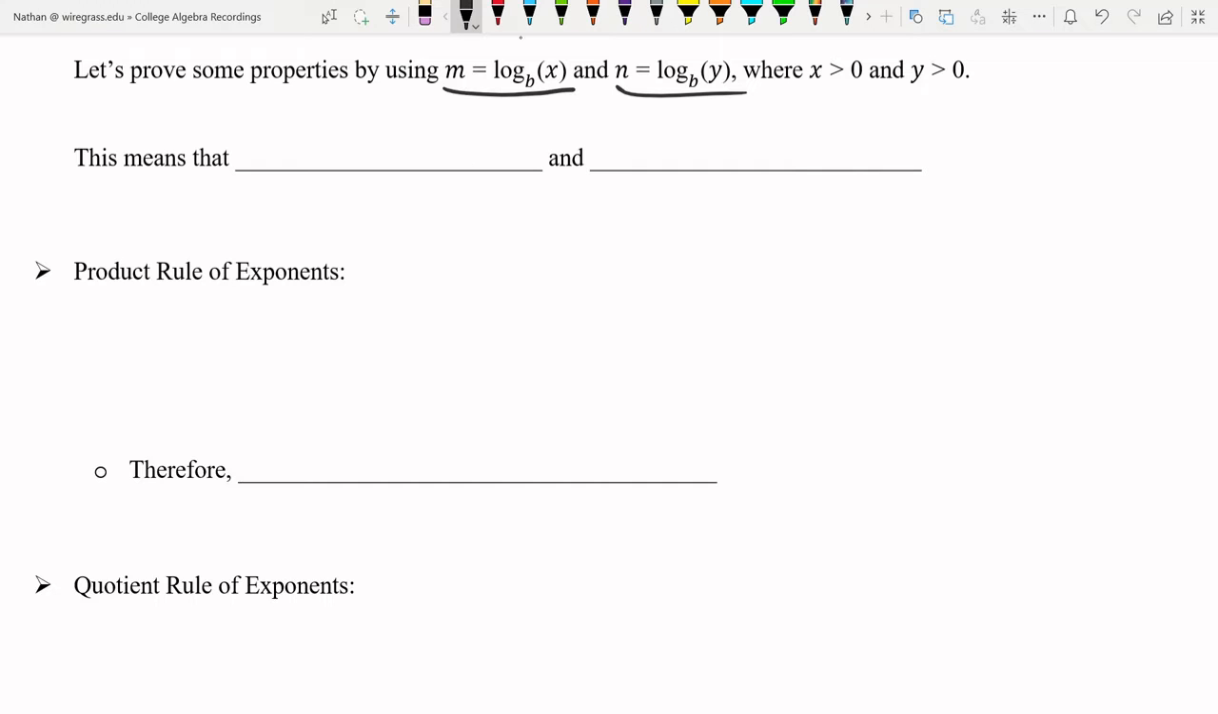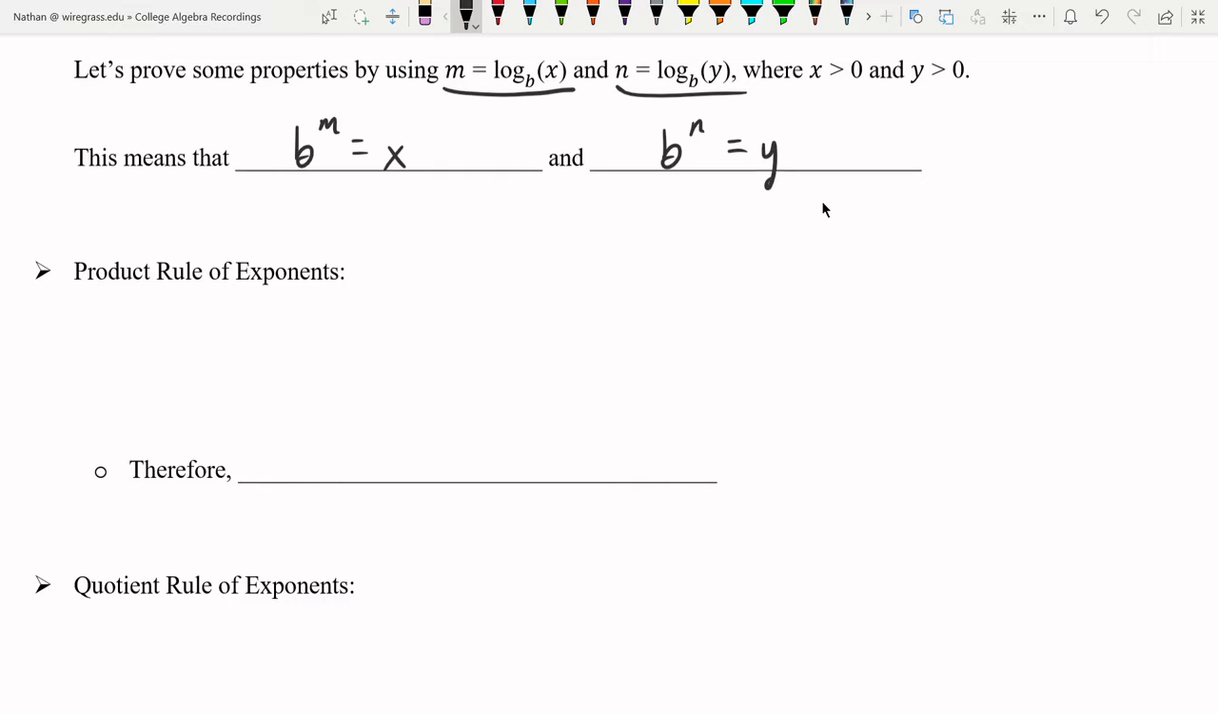What this means is that from this first one, I can move the logarithm over and I get b to the power of m equals x. And doing the same thing here, I'm going to move this over. That's going to give me b to the power of n equals y.